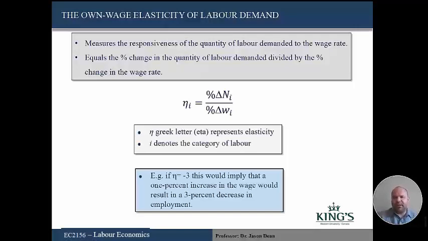For example, if eta is equal to -3, that would suggest that a 1% increase in the wage would result in a 3% decrease in the quantity of labor demanded.